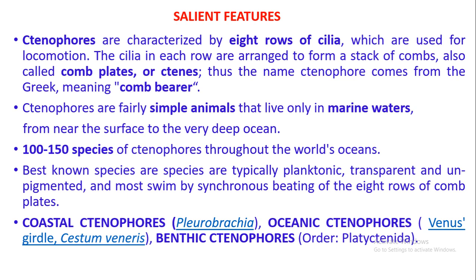Majority of the ctenophores are unpigmented. Their bodies are very transparent. However, there is one class of ctenophores, the benthic ctenophores, which are found dwelling in the deep ocean waters near the ocean beds, and they are pigmented. They have a light pink crimson appearance.